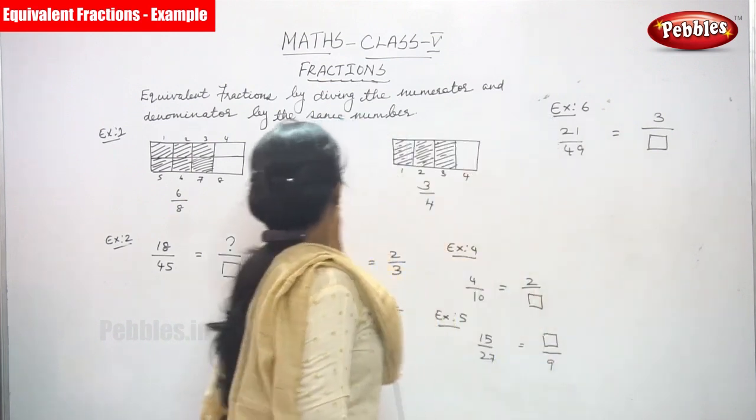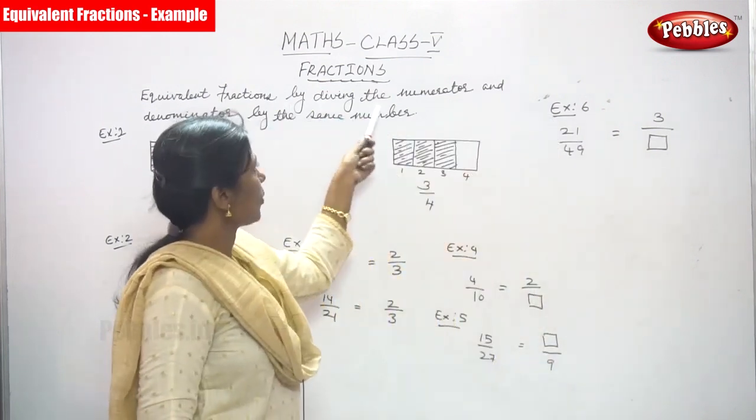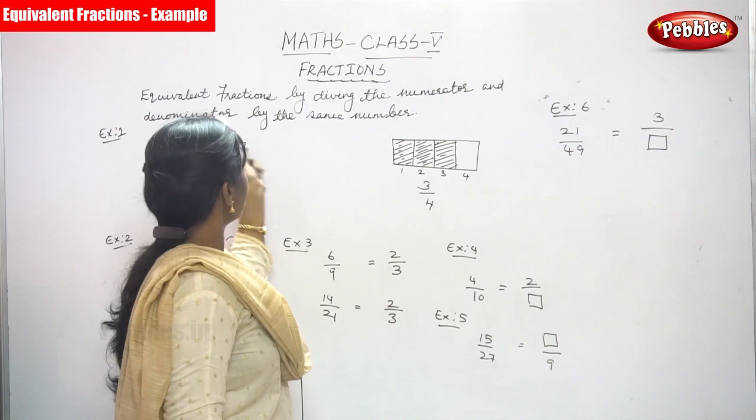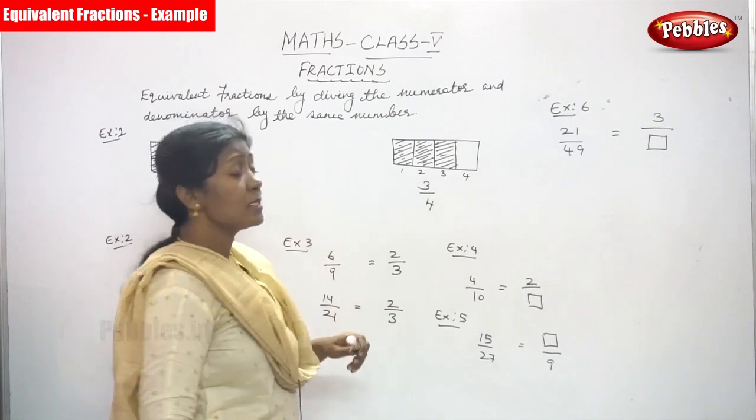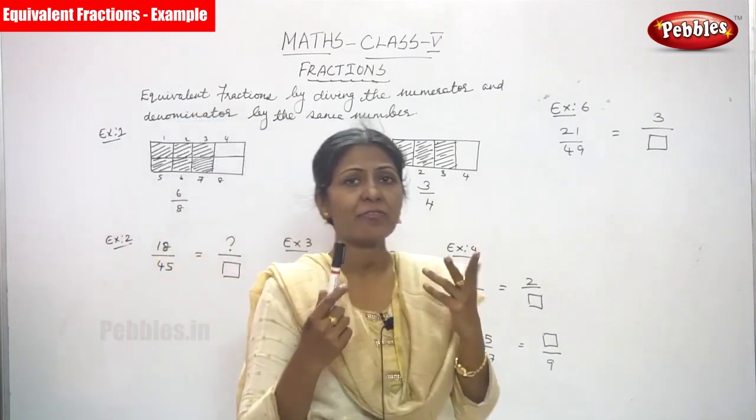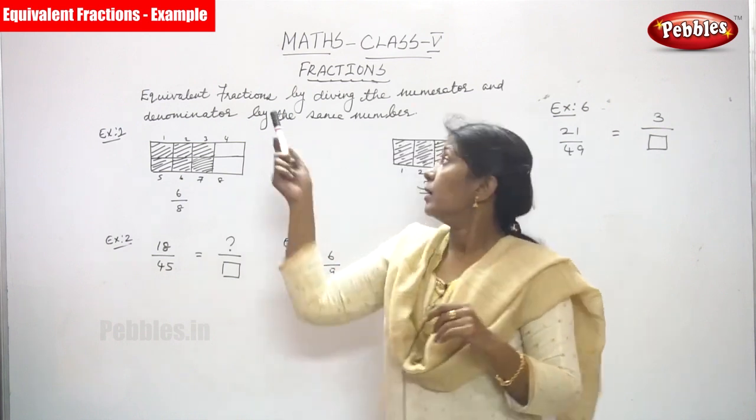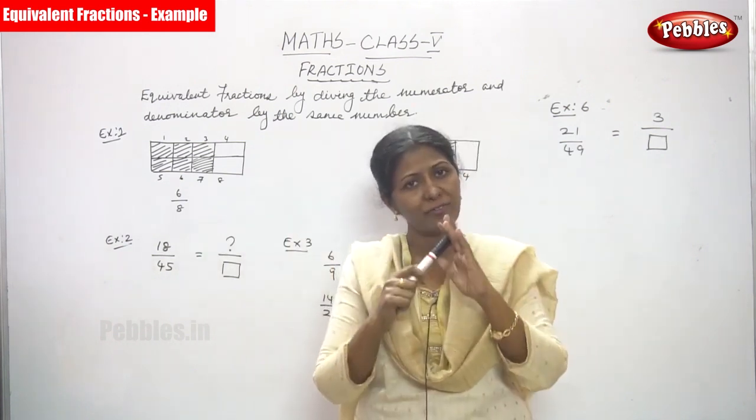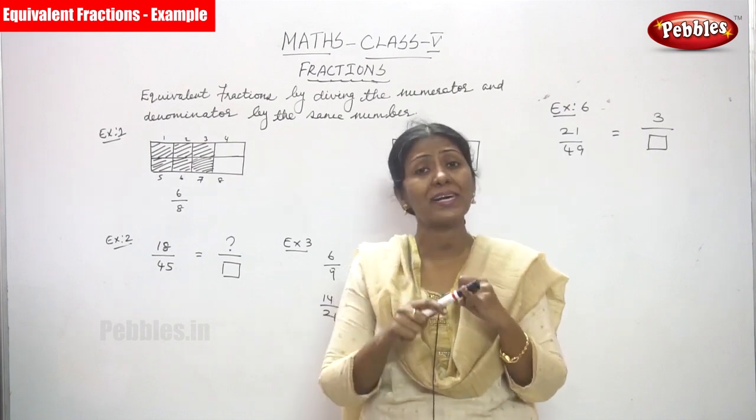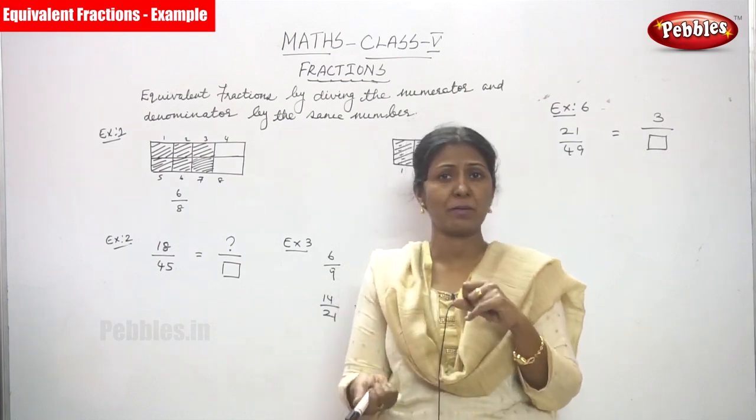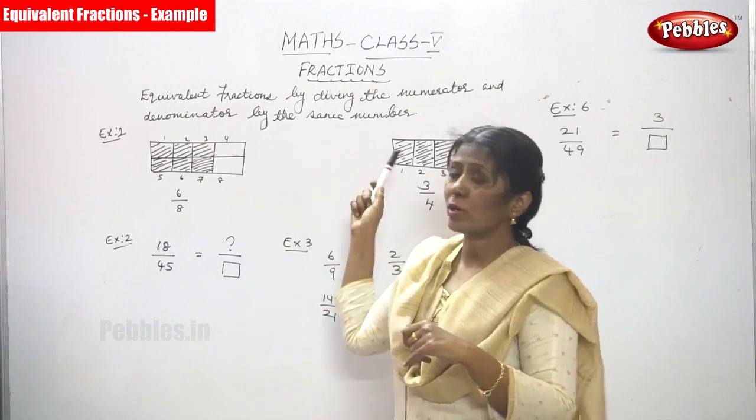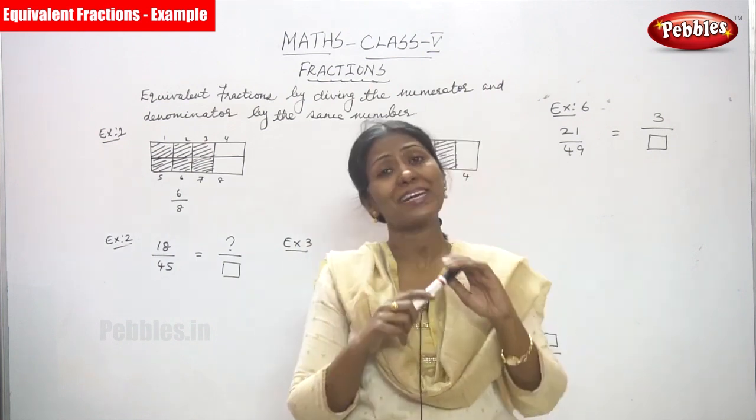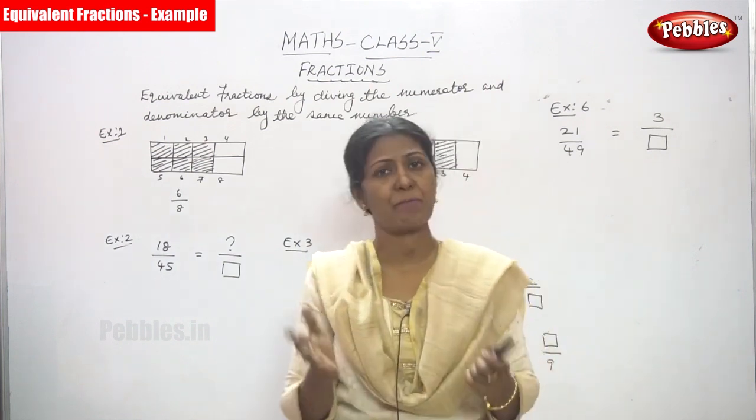Okay, now equivalent fraction by dividing the numerator and the denominator by the same number. I've already taught you that equivalent fraction means multiplying the numerator and the denominator by the same number. Here, the same equivalent fraction by dividing the numerator and the denominator by the same number.